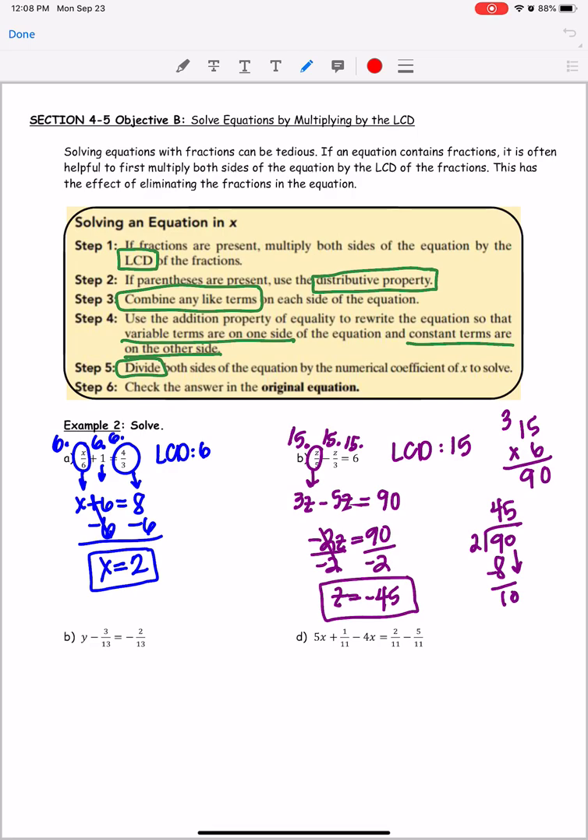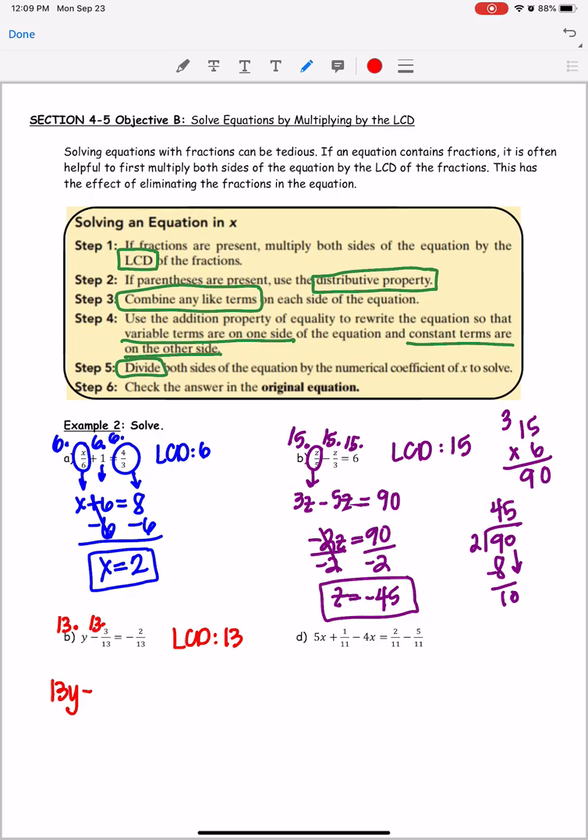On B, what is your LCD? Well, if you only have one number in the bottom of these fractions, that is your LCD. So my LCD here is 13. So I'm not just multiplying one thing by 13, not just the fractions by 13, multiply everything by 13. We've got 1, 2, 3 terms. I need to multiply all 3 of those terms. So this first one here, when I multiply by 13, 13 times y is 13y. Bring down your minus.